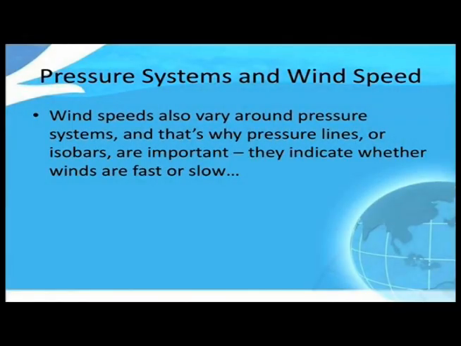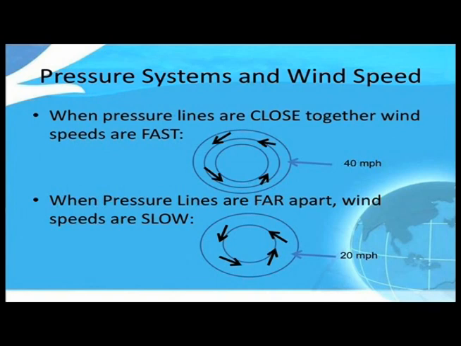Wind speeds also vary around pressure systems. That's why these pressure lines or isobars are really important. And how the pressure lines are situated between each other can indicate whether the winds are fast or slow. When the pressure lines are close together, wind speeds are fast, like this top example. But when the pressure lines are far apart, wind speeds are slow. And that's shown in the bottom example.